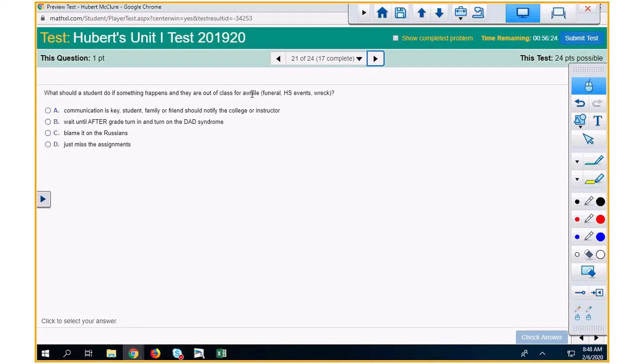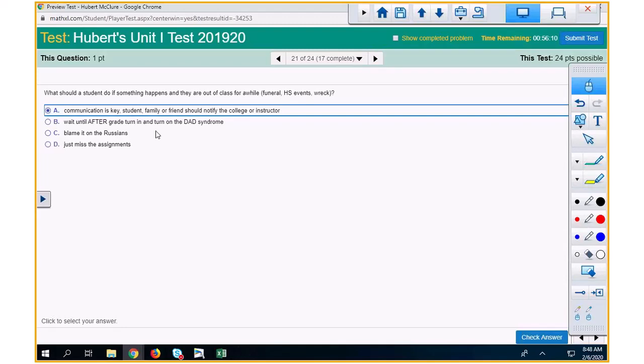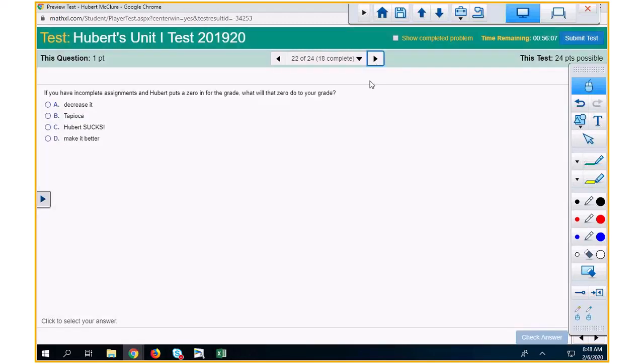What should a student do if something happens and they're out of class for a while? What do you do at work if you're going to be out of work for a week or two? You blame it on the Russians and call Bernie. How about communicate? If you have incomplete assignments, what does zeros do to your grade?